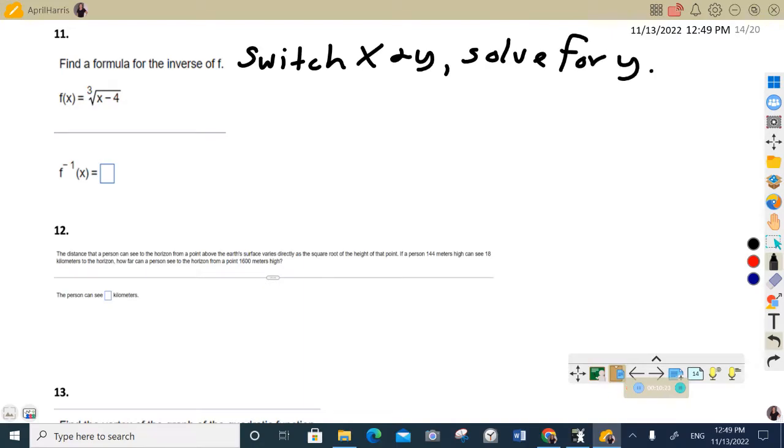So this used to be y, f of x is y. So where that is, I'm just going to put x on that side. And then where the x was on the right, I'm going to put y. And now I'm going to solve for y. So how do I get y by itself?